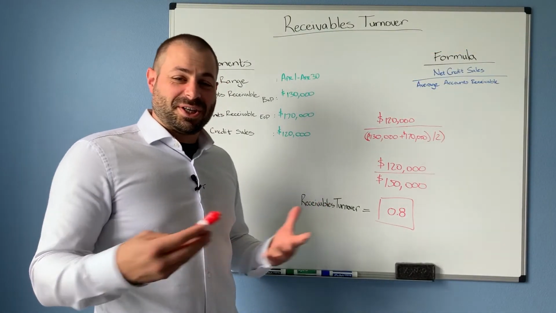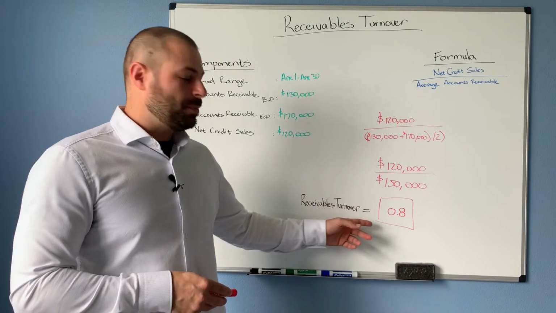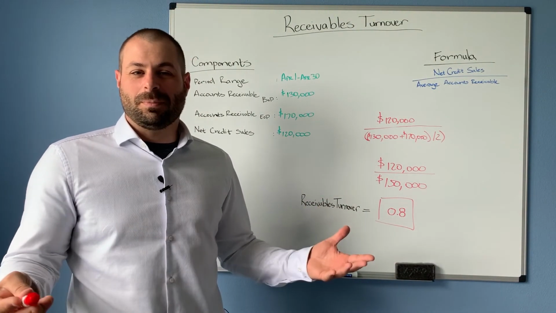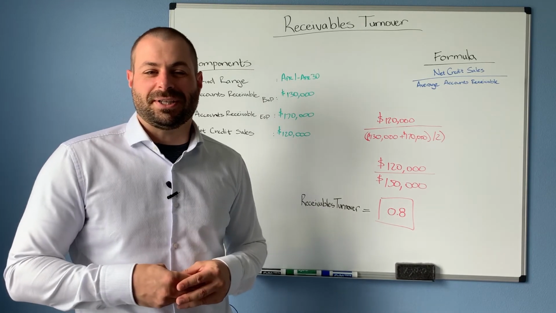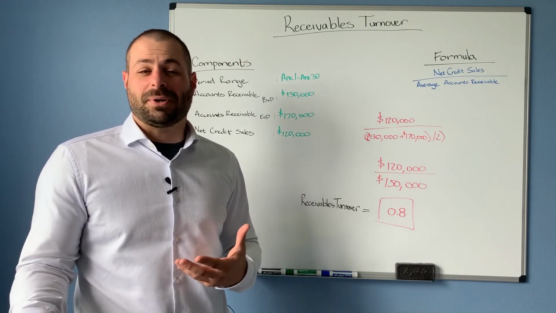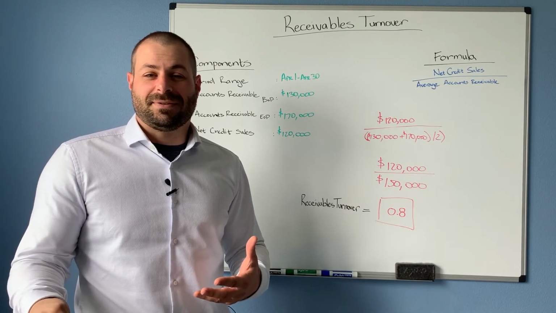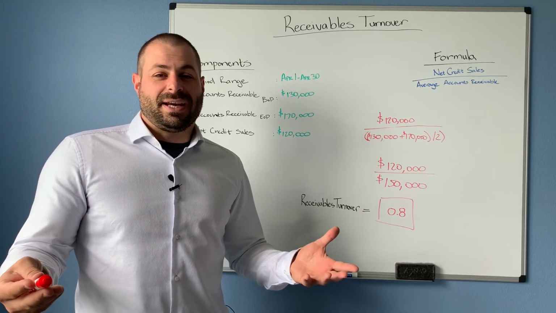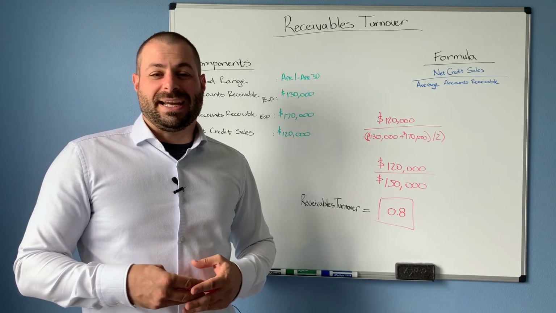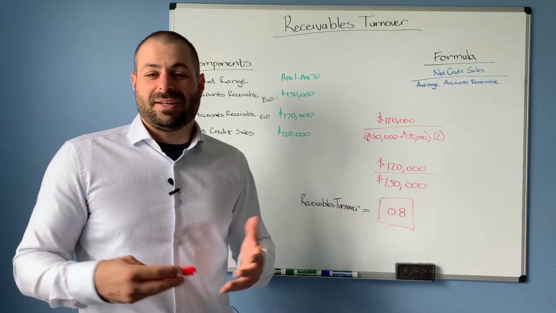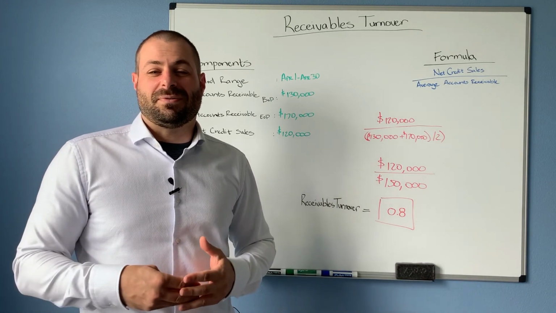Okay, so on the chalkboard we found out that our receivables turnover in this case was 0.8. Now, what does receivables turnover tell us? Well, the higher the number, the more efficiently we convert credit sales into cash. Now, is a receivables turnover of 0.8 good or bad? Well, it depends on the industry and more specifically the business itself.